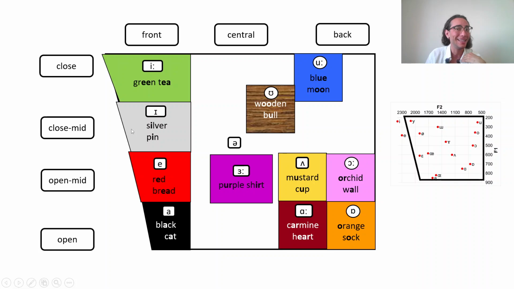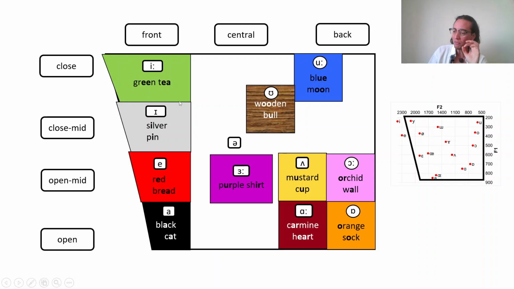E, I, E, I, E, I. You should be able to see a very small movement of my tongue and my jaw. The second difference, of course, is this length marker. E is long, I is short. I wouldn't say pin, all right, but I wouldn't say T.